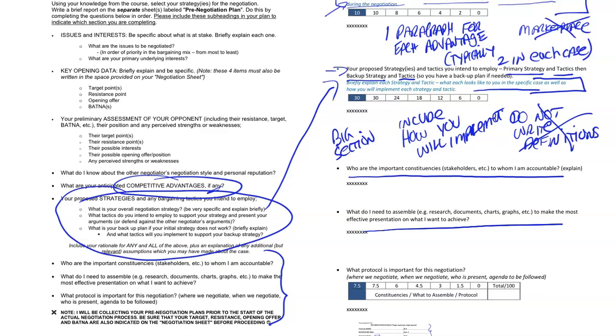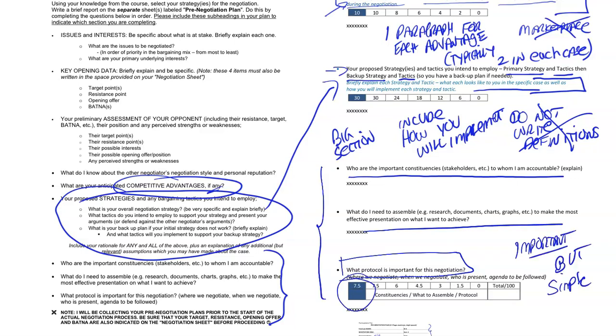And the last one is, what protocol is important for this negotiation? In other words, where are we negotiating and so on? For the sake of this course, it's simply we're meeting in the classroom, etc. So these are very simple sections to do. In total, they're only worth 7.5 marks, but they are important. So don't ignore them. So that basically shows you where everything plugs in here.